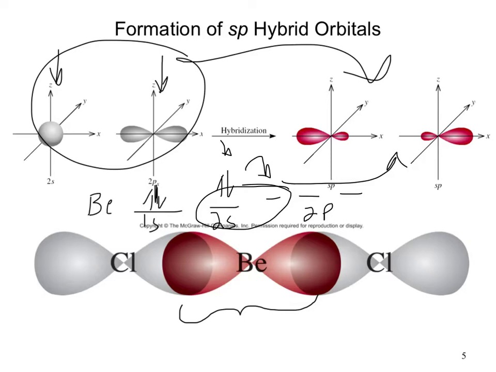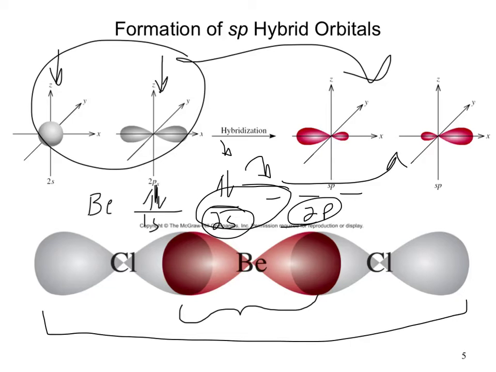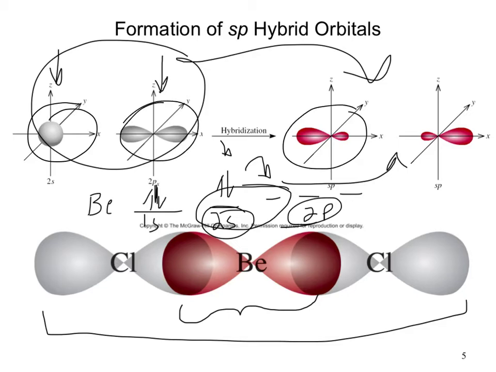This can happen because, remember, the s orbitals and the p orbitals are fairly close in energy. And this combination of making a hybrid orbital actually lowers the energy of the molecule so that it can form this sp hybridized orbital and then form bonds. Also, remember that we took two orbitals and we formed two orbitals. Orbitals are conserved.